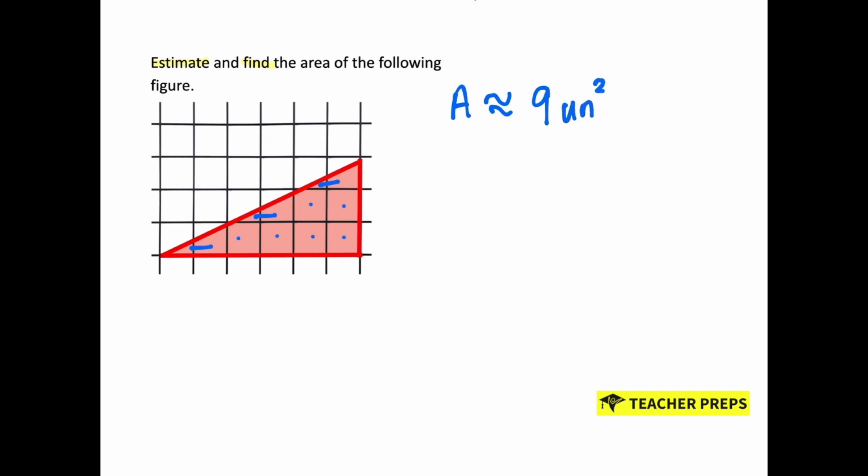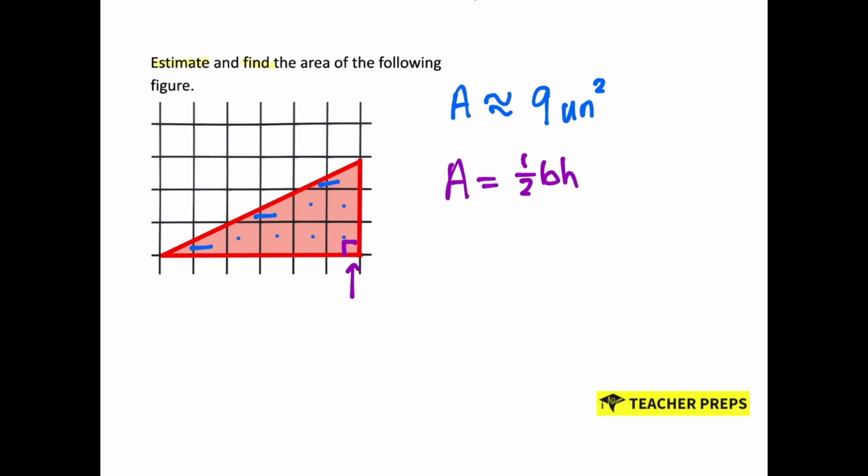Now let's find the actual area. The equation to find the area of a triangle is 1/2 base times height. Your base and height must make this right angle. The base and the height are the two sides that are connected to that right angle.